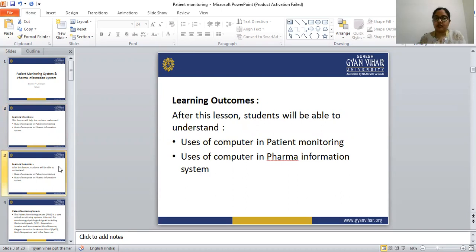Learning outcomes. After this lesson, students will be able to understand the uses of the computer in patient monitoring as well as the pharma information system.